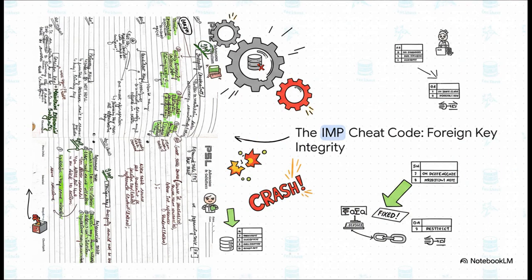Now, what's really interesting here is that massive IMP tag right in the middle of the notes. It stands for important, and it points directly to rules about foreign key integrity. You see, if you delete or update a referenced data point, let's say a specific course that a bunch of students are enrolled in, you have to tell the database what to do about it. Do you restrict the deletion? Do you cascade it and delete the student records too? If you don't handle this properly, you're going to cause massive system violations.